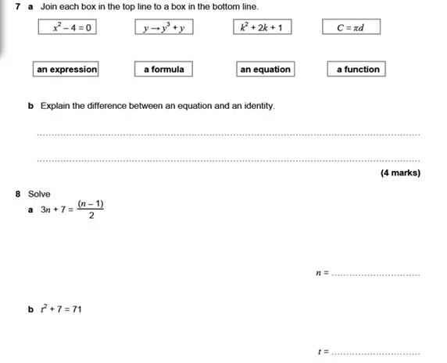Year 8 theta, question 7. Join each box in the top line to a box in the bottom line. x squared minus 4 equals 0. Now because it's got an equals in it, it could be a formula or it could be an equation.